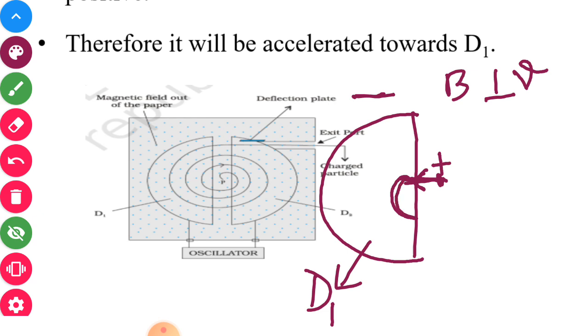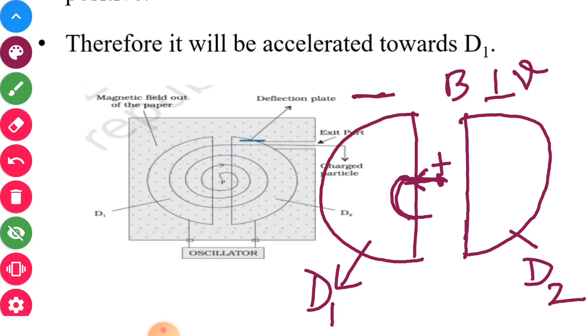Now it will come here. Now what will happen when it is here and it is coming out? This D2 will now become negative. So again this much it will travel with accelerated motion, then with constant velocity it will move within D2 and it will move on a circular path. Again it will come here, and when it comes here then D1 becomes negative, then again it will be accelerated. So the speed is more, then the radius will be more.